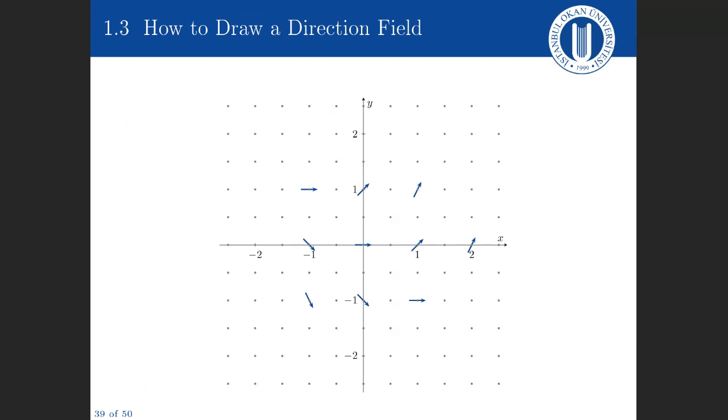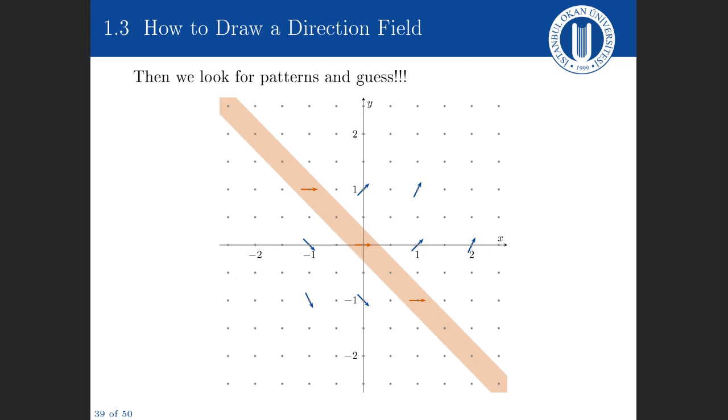I've calculated 10 points. I want to draw 121 arrows here, because I have 11 dots multiplied by 11 dots. I have 121 dots here. I don't want to calculate the derivative at all of the other 111 points. I want a shortcut. And the shortcut is we're going to look for some patterns, and then we're going to make some guesses.